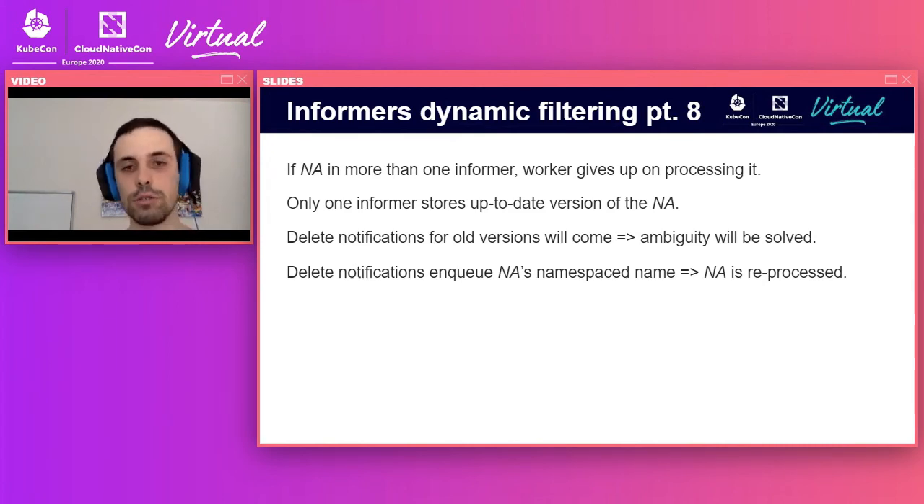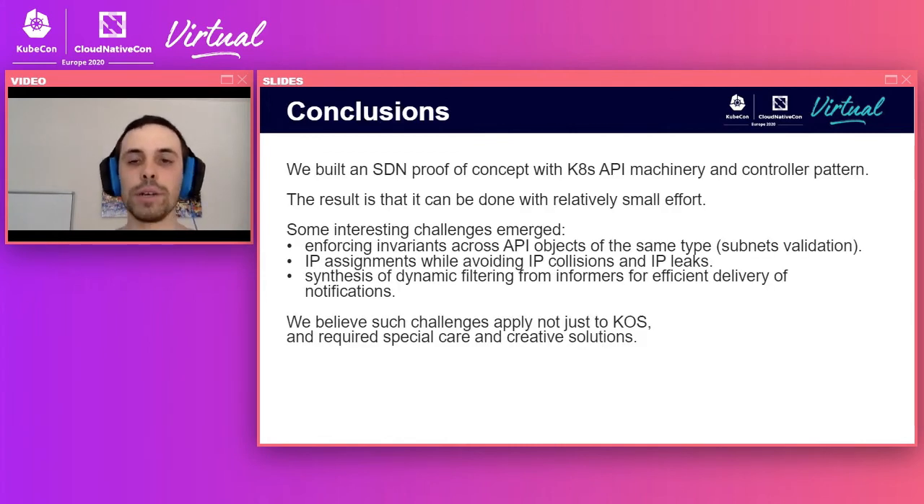Okay, so this concludes discussion of the last technical problem that we had to solve and also concludes my talk. So in summary, we prototyped an SDN using Kubernetes API machinery and controller pattern to test and demonstrate that those are good and general enough building blocks, not just for Kubernetes, but for other cloud control planes as well.